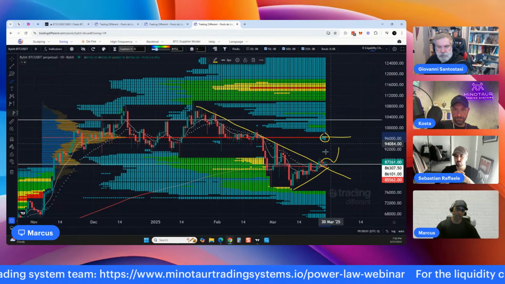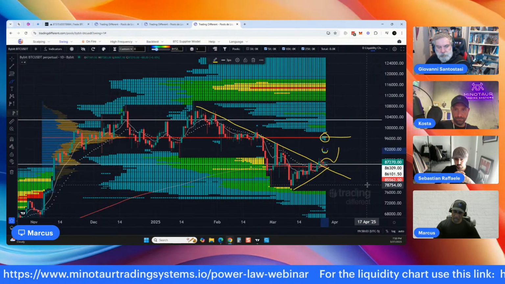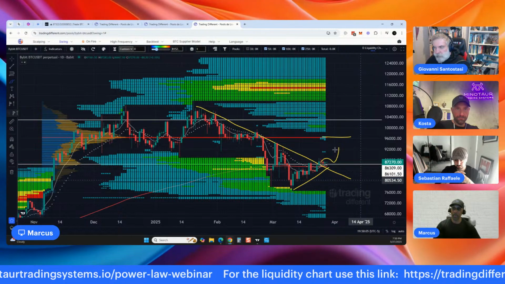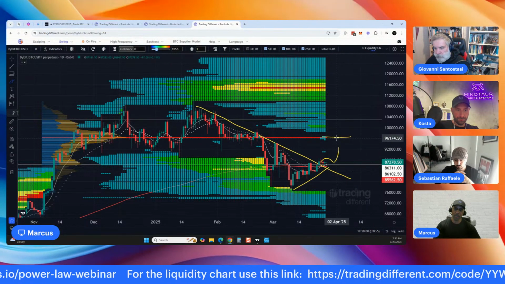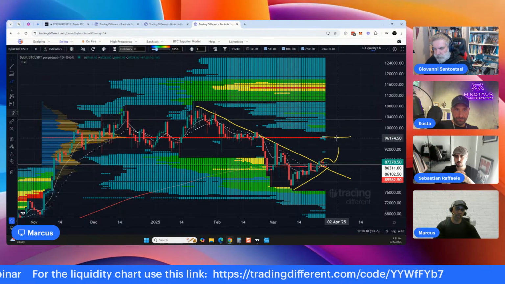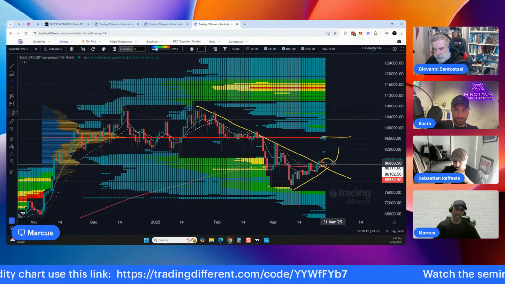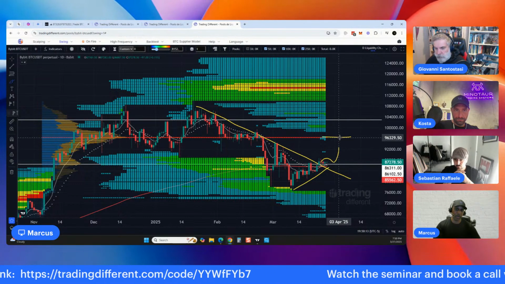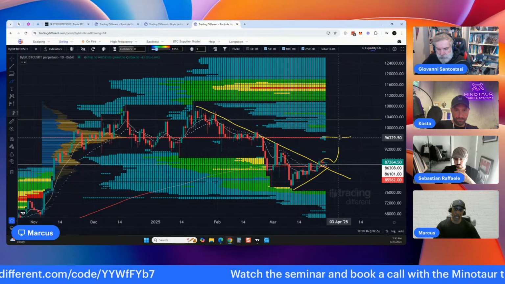There's some isolated liquidity here. These are very good targets. The market likes to go after those. So we could look to potentially be headed towards the point of control if we can flip this into support. We should know in a day or two at about 96K.